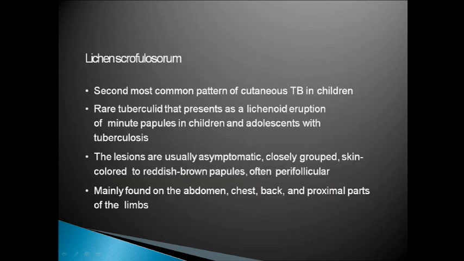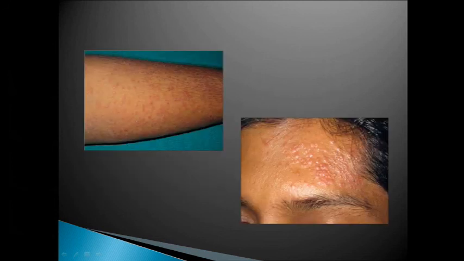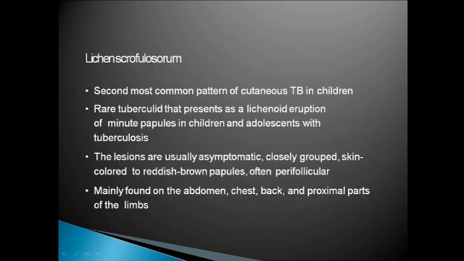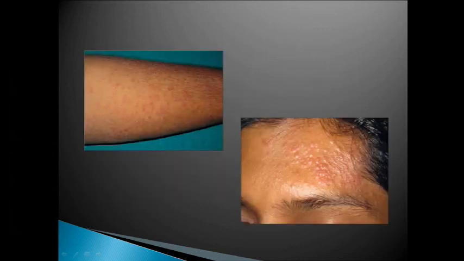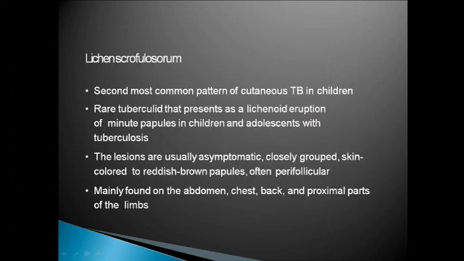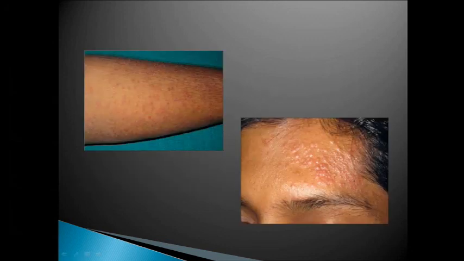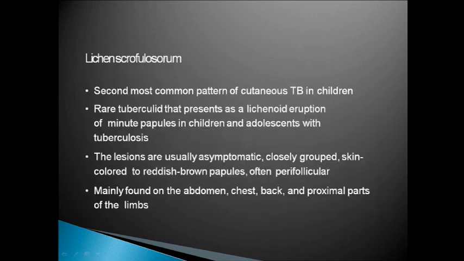Then last but not the least is lichen scrofulosorum, and it is one of the most common causes of cutaneous TB in children. They will present with a tuberculid reaction, with multiple lesions looking like lichen planus, lichen nitidus, something like that. Here it is looking like disseminated lichen planus. It is a rare lichenoid eruption, and lesions are usually asymptomatic. They don't have any itching or any problems. They are usually present over the abdomen, chest, back, and prominent parts of the limbs.